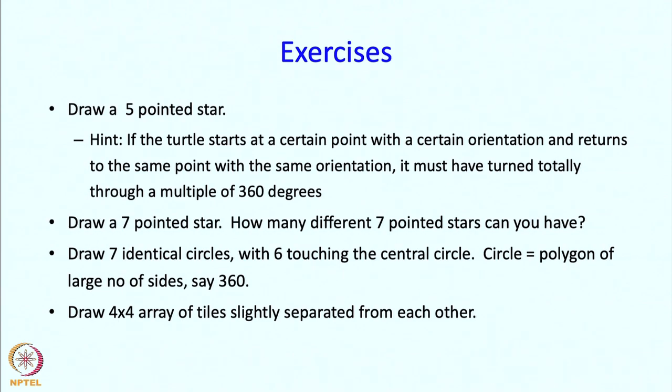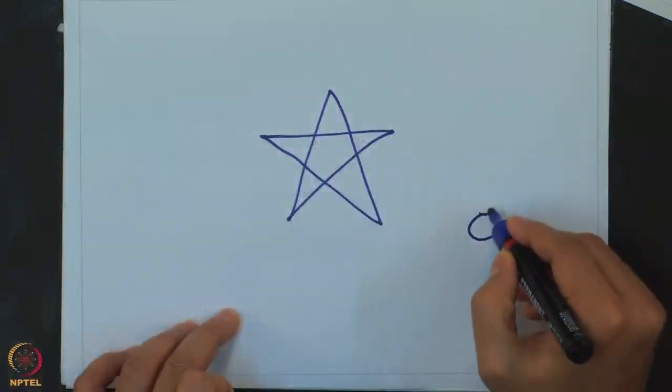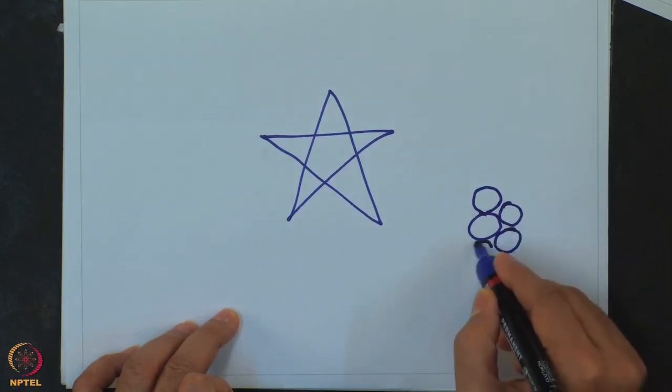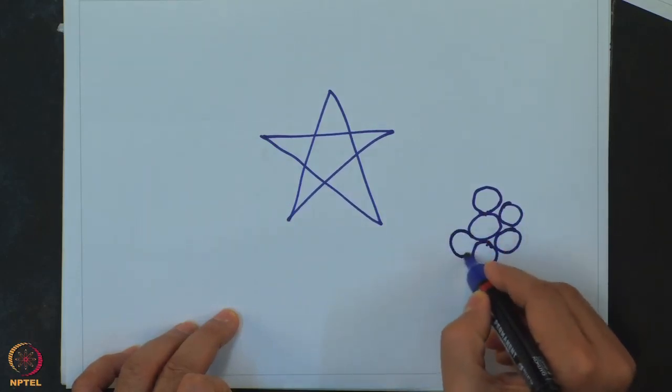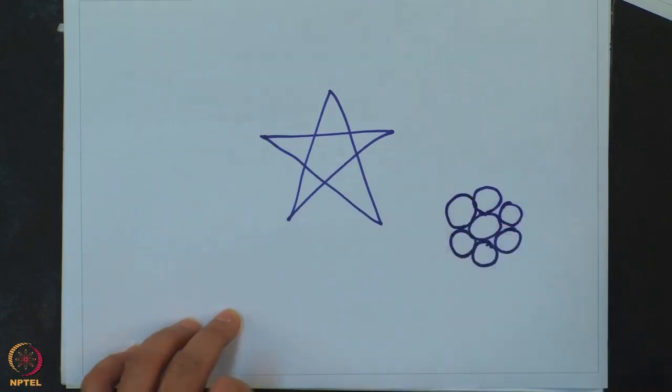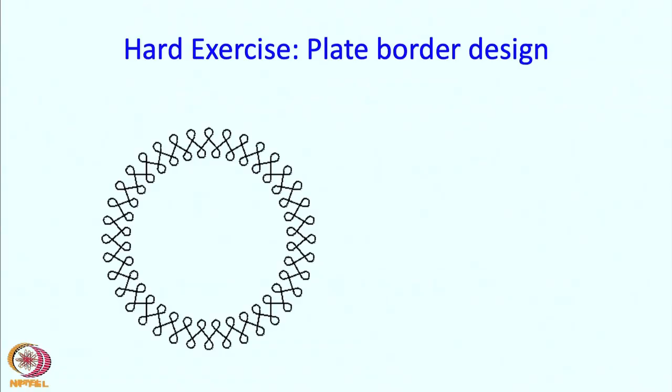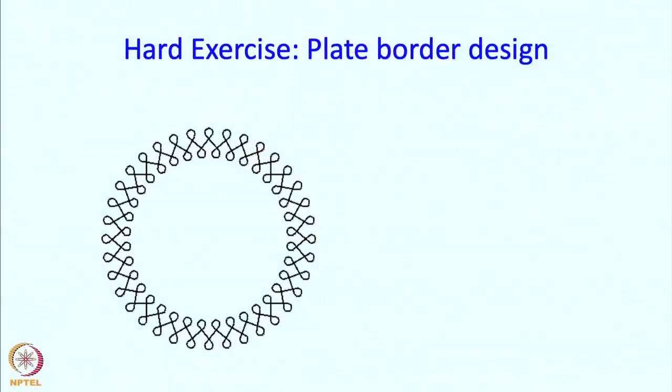So the expected figure is something like this. Okay, my drawing is not great, but I intended these circles to touch each other. So you can do this. And then the last one is about drawing an array of tiles which are slightly separated from each other. This is a slightly harder exercise. You can think of this design as the design that might appear on the border of a plate. So use your turtle to draw this.